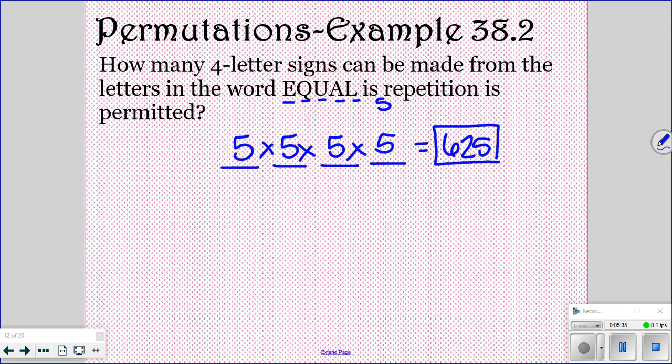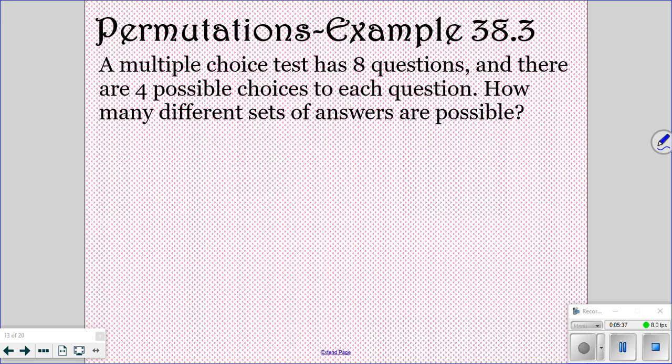Okay? Looking at another example. A multiple choice test has 8 questions, and there are 4 possible choices to each question. How many different sets of answers are possible? So we have 8 questions, and in each of them, we have 4 possible choices. So on question number 1, I can pick A, B, C, or D, any of the 4. On question number 2, does it depend on what I picked for number 1? No. So I can again pick A, B, C, or D. Same thing for all 8 questions. You pick any of the 4.